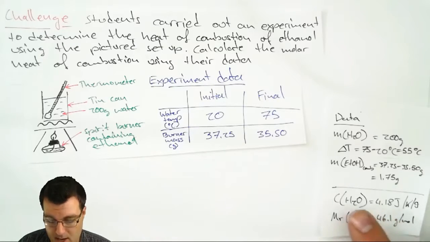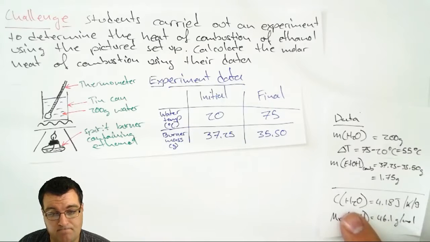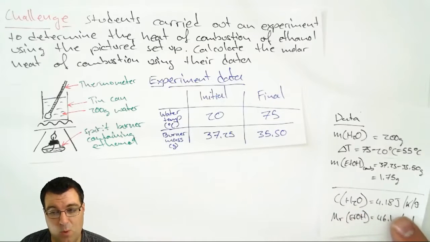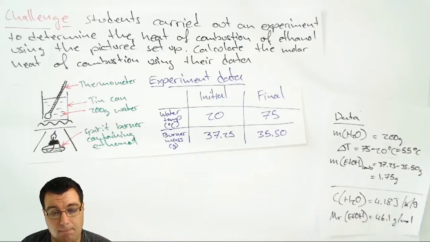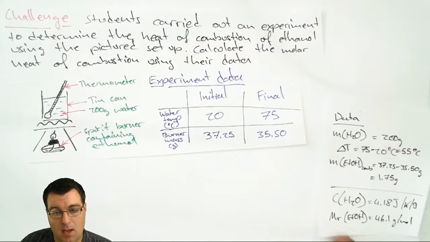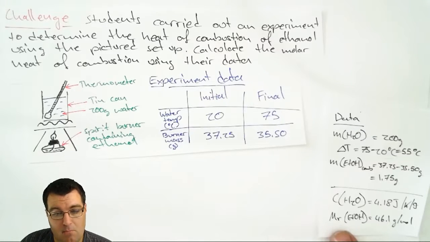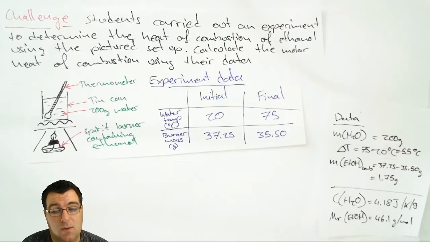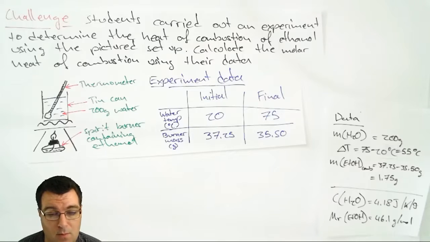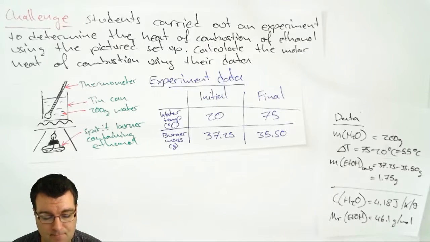Alright, now we have the heat capacity of water, which is 4.18 joules per Kelvin per gram, and you can find that in one form on the data sheet. We also have the molar mass of ethanol, which is 46.1 grams per mole. You're going to work a lot with ethanol, so it's one of those molar masses that you will remember.